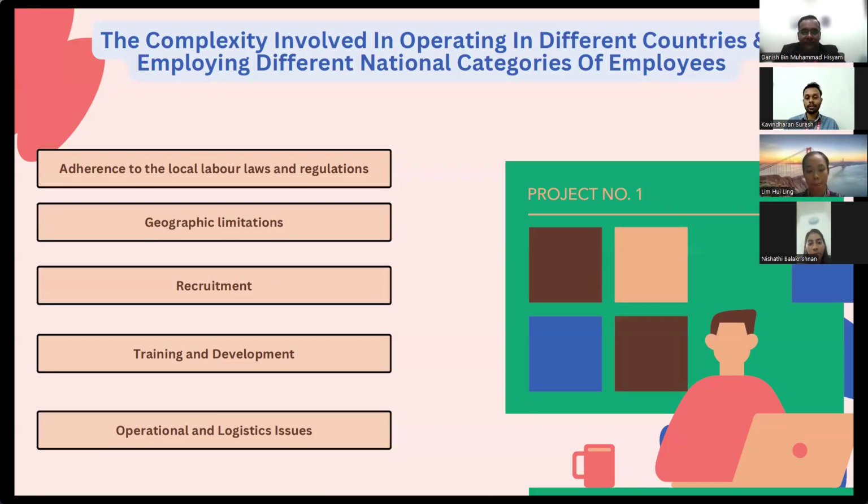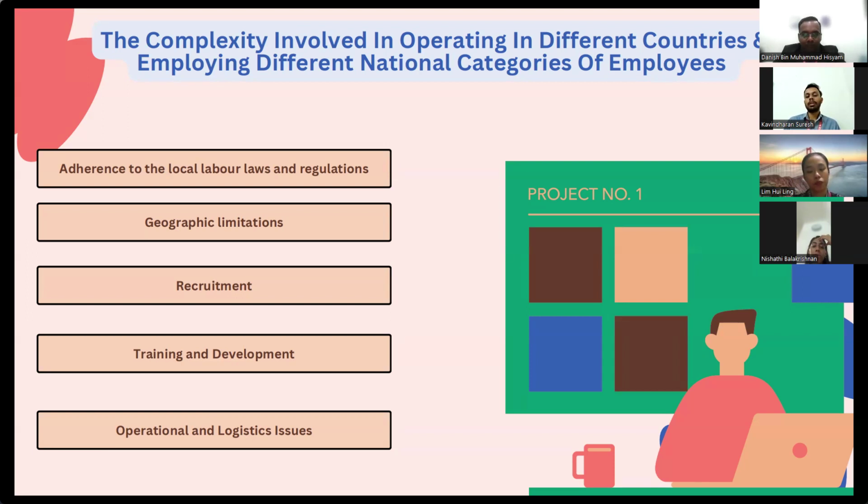The second complexity involved is geographic limitations. The employees will not be under one roof working in the organization. They'll be placed at different parts of the world. So it can create limitations in terms of geography, which leads to communication barriers and also leadership barriers. This can be more complex for HRM or IHRM to plan better communication and leadership skills for the employees.